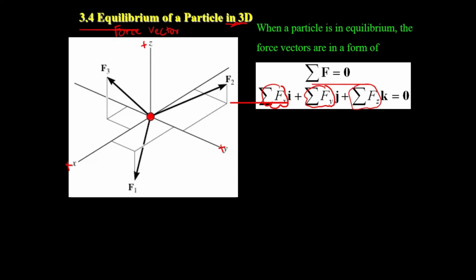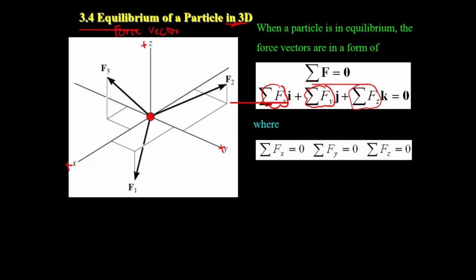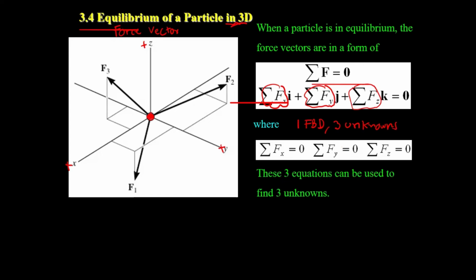Equilibrium must occur in three axes, so there are three equations. Then we draw the free body diagram. We have three unknowns. Since the problem involves unknowns in three dimensions, mathematically it is a bit more complicated. Now we have three equations for the unknowns in the particle.